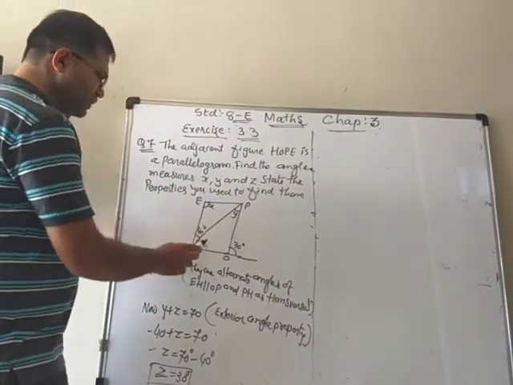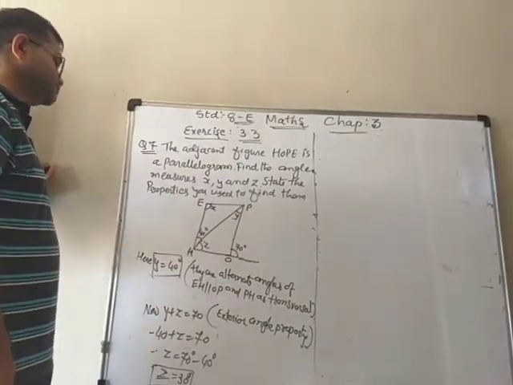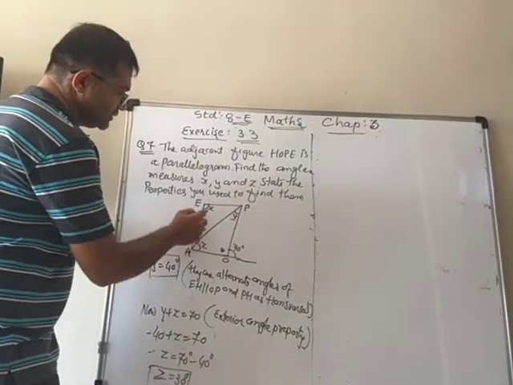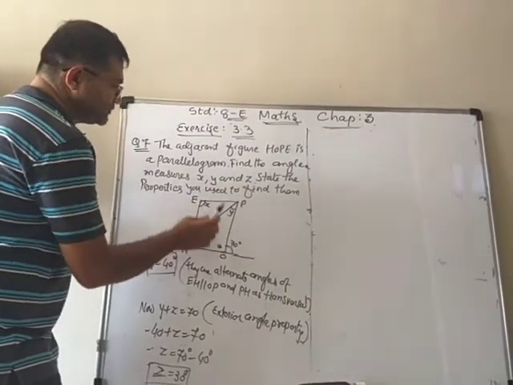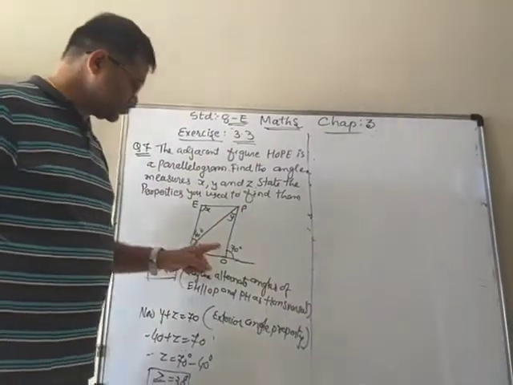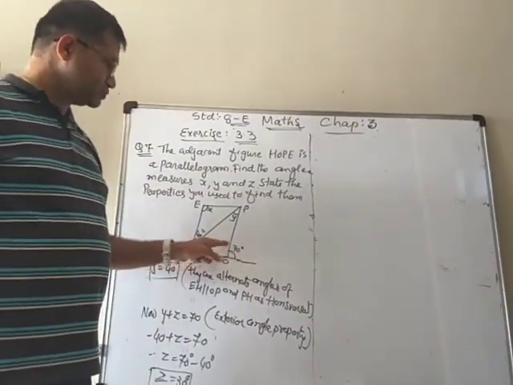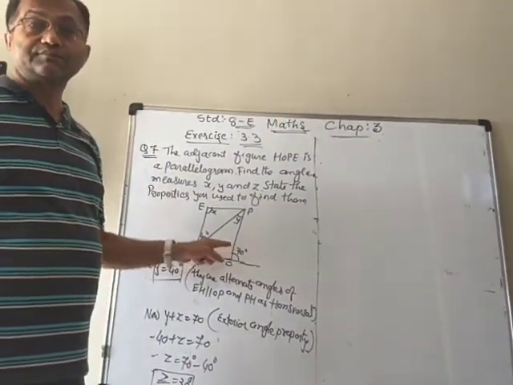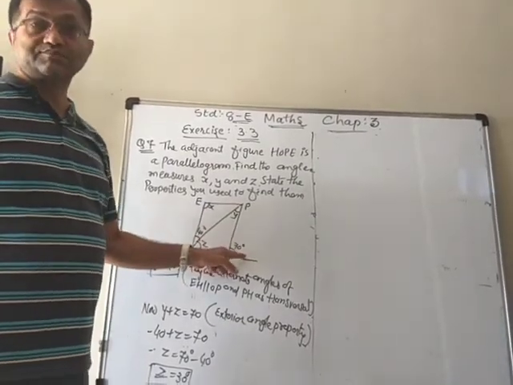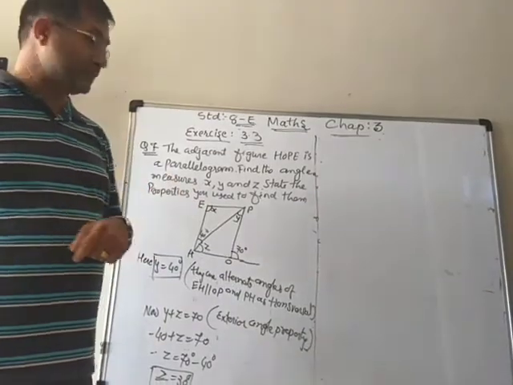So Y is found, Z is found. Now if we find this angle, then it will be the same because opposite angles are equal. Now we know that these are the linear pair, angle HOP and 70 degree. And linear pair are supplementary.